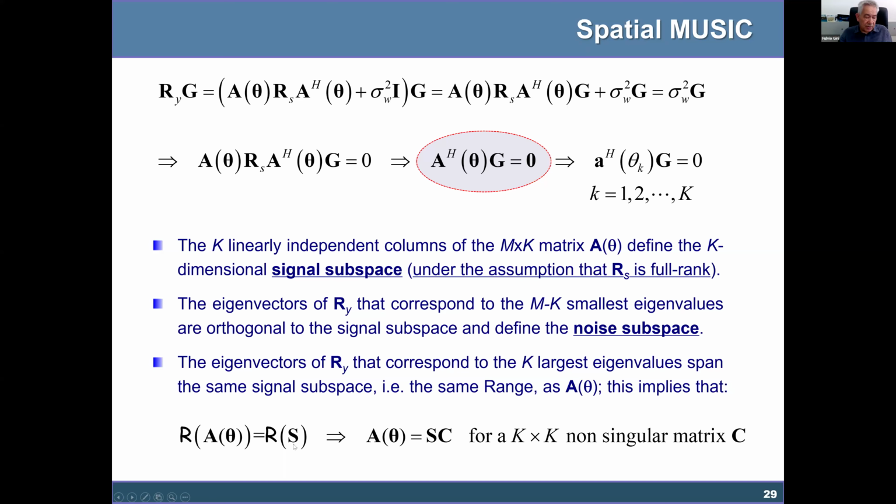Now, if these two matrices have the same range, so if they generate the same subspace, it means, and this is a well-known property of matrices, that there should exist a non-singular matrix C, a square full-rank matrix C, such that A is obtained from S by post-multiplying S by C. So if the range is the same, there must exist C such that this is true.